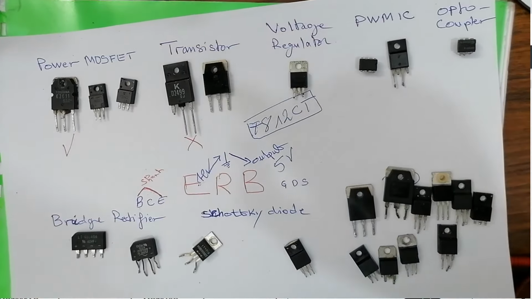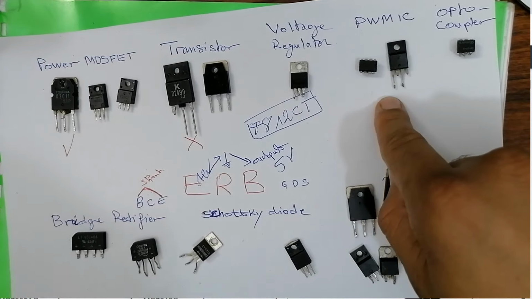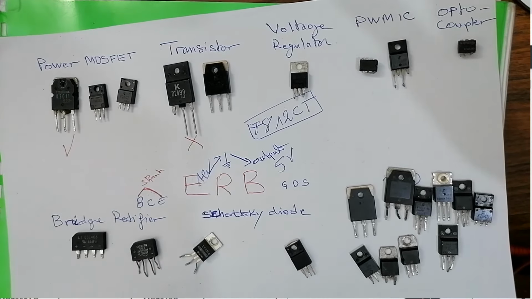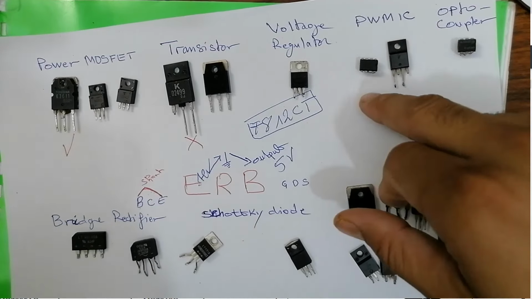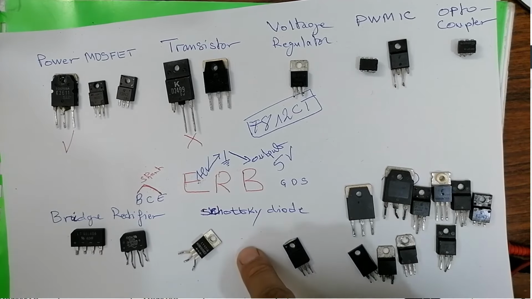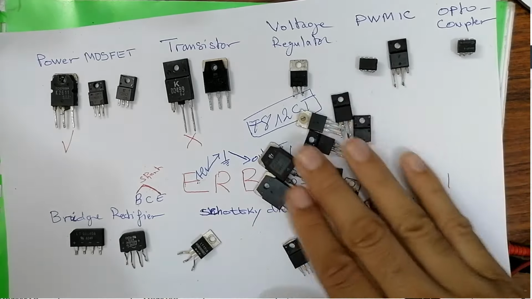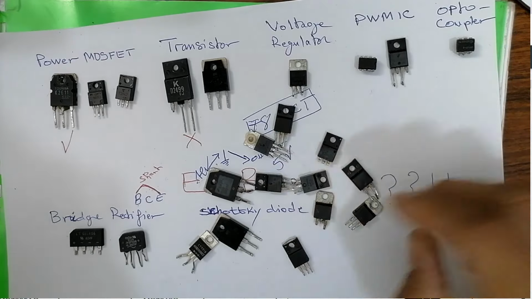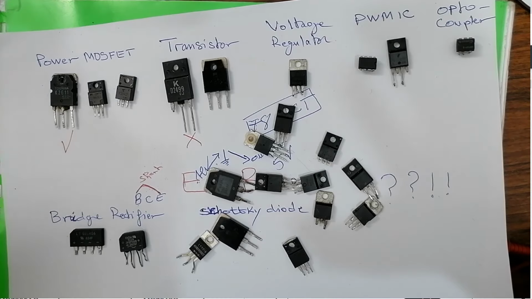So let's move on to power management IC. So guys, this video is about 30 minutes. I think that's enough for this video. I will continue in part 3, how to test power management ICs, optocouplers, bridge rectifiers, Schottky diodes, and how to identify these other ICs and test them using the multimeter.